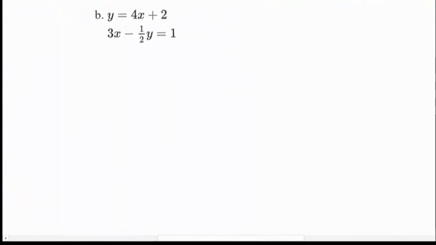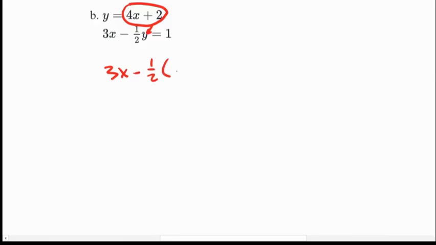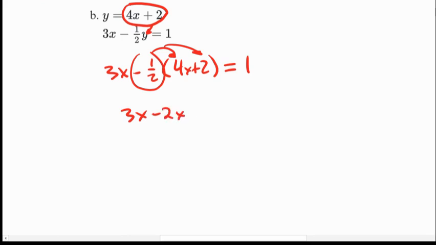The second one seems to be set up nice and easy for substitution because it already tells me y equals all this. So I'm just going to plug that into the second equation and make sure I distribute correctly so that I can solve for x. Distributing this negative 1/2, I get 3x minus 2x minus 1. Now I'm combining like terms and adding 1 to both sides. We get x equals 2.